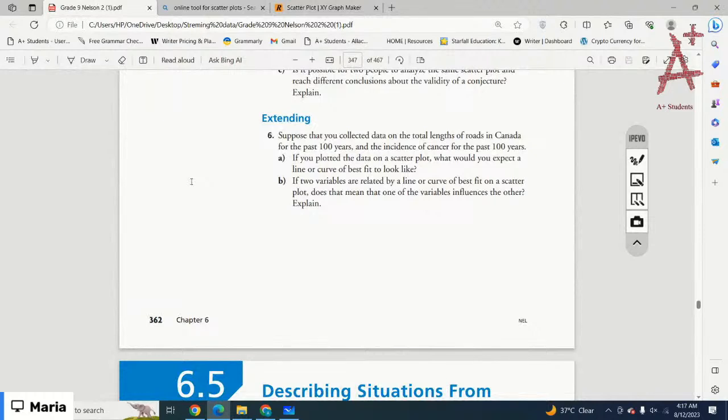Okay, that means I would accept the conjecture if the set of data I'm analyzing seems to support the conjecture, right? That is, if the data points and the graph all point toward the conjecture being without a shadow of a doubt true, right? And the B part is: if two variables are related by a line or curve of best fit on a scatter plot, does that mean that one of the variables influences the other?